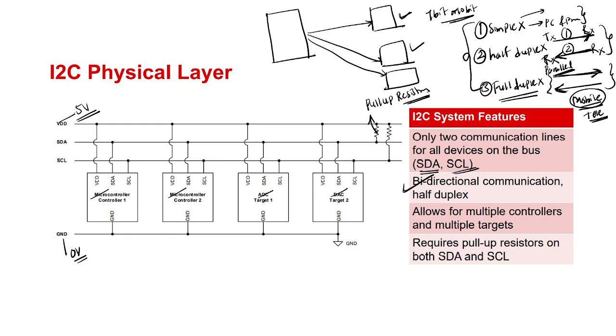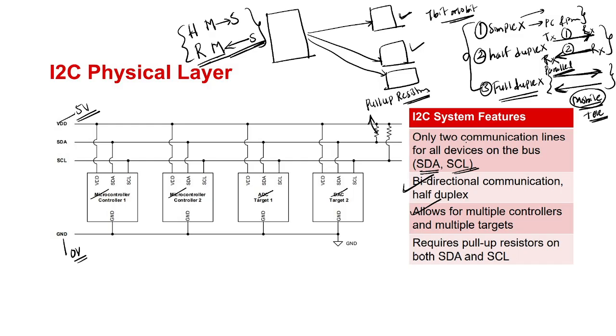So basically, what is I2C? Bidirectional communication. That means the master can send or write data, or the master can read data. At a time, a write operation happens from master to slave, or a read operation happens from slave to master. Either it can be a write operation or a read operation. It also allows multiple controllers and multiple targets, and it requires pull-up resistors on both SDA and SCL.